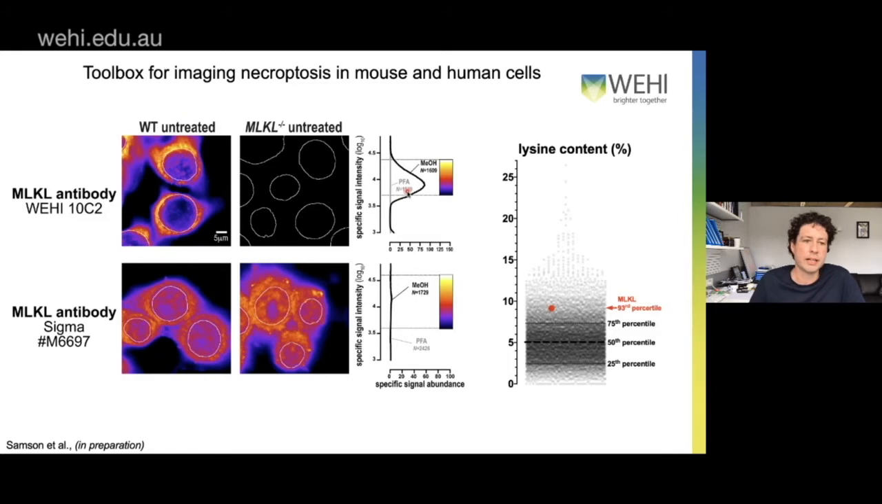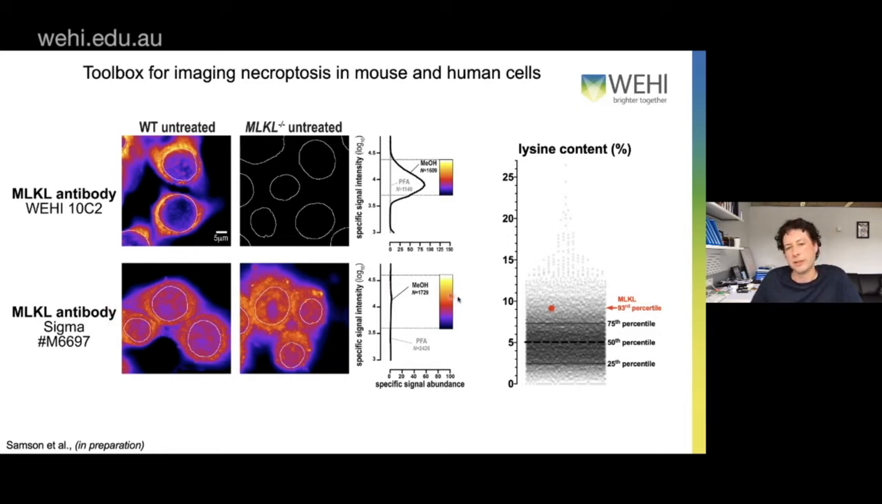And just a technical point from the paper that we're putting together right now: compared to a commonly used commercial antibody for MLKL, there's a real need for better antibodies. As you can see from an imaging perspective, this commercial antibody, although it works for Western blot, is totally non-specific for immunofluorescence.